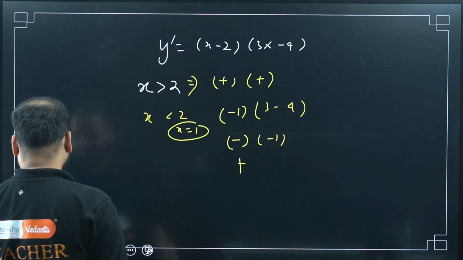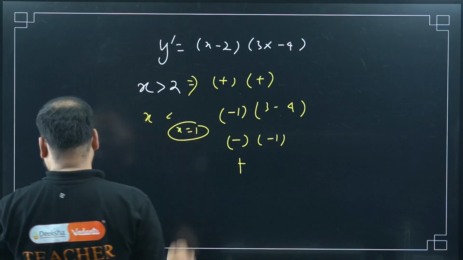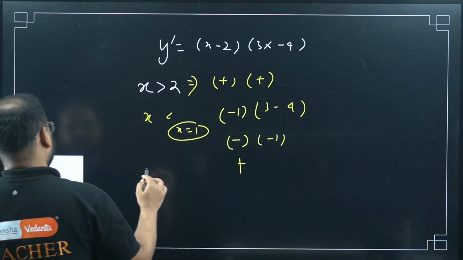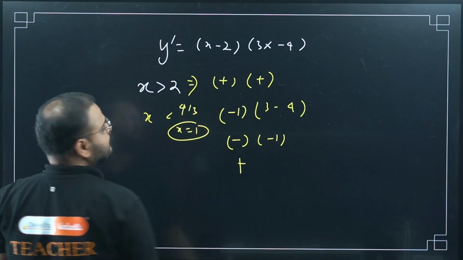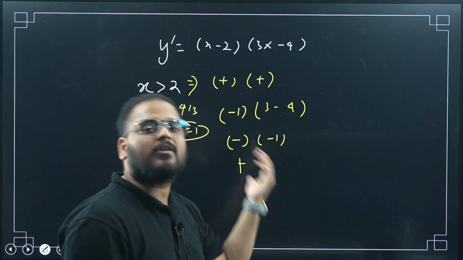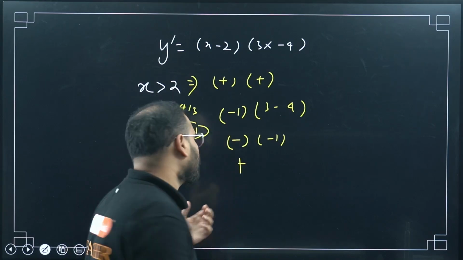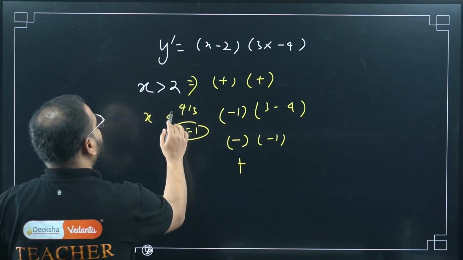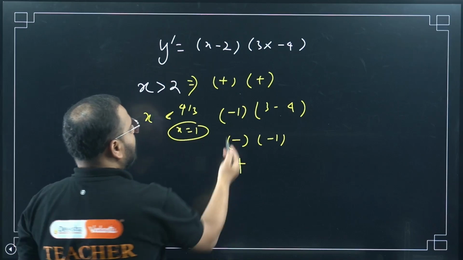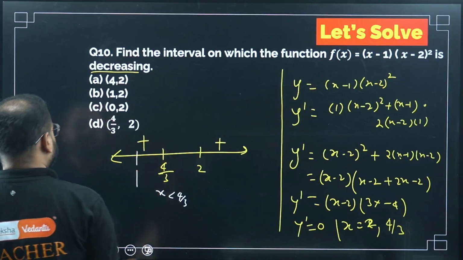Please check here. Actually, when I'm putting x as 1, it is not less than 2, it is actually less than 4 by 3 also. Both 4 by 3 and 1 are before 2. So if I'm checking for x less than 4 by 3 and put x equals 1, I'll get minus and minus, so it becomes positive. So this part is also positive.